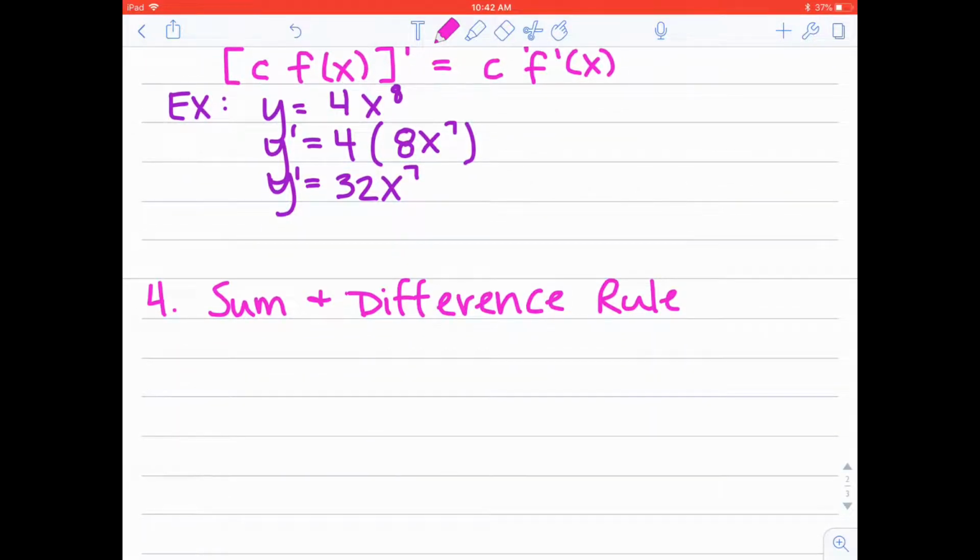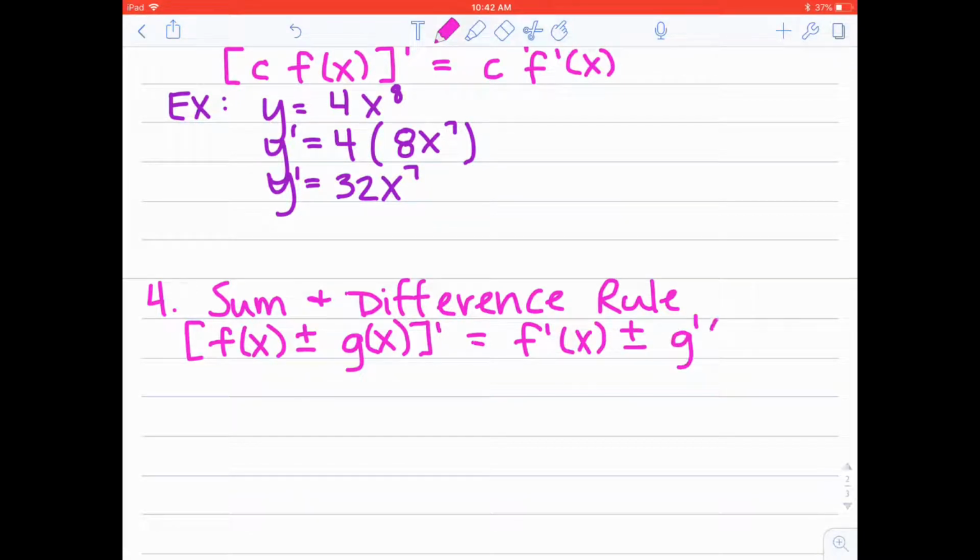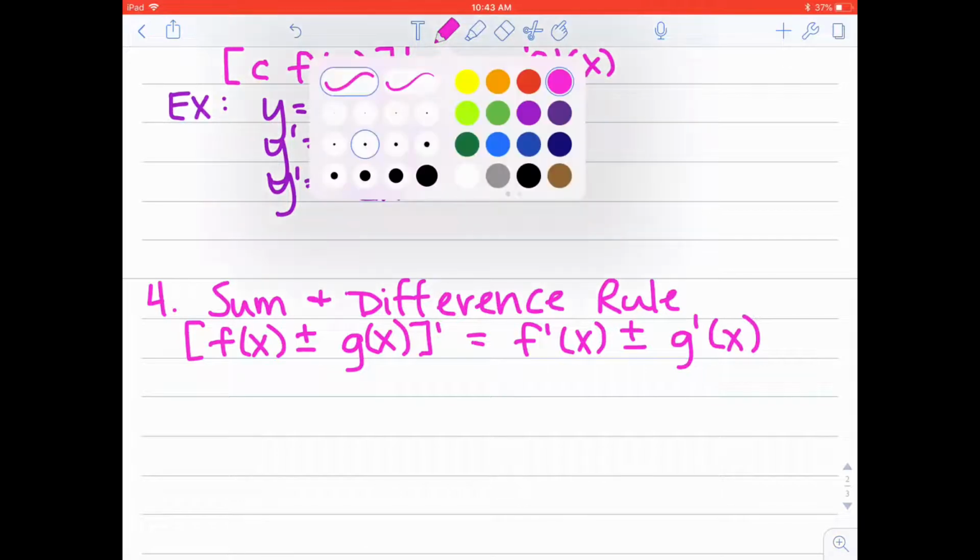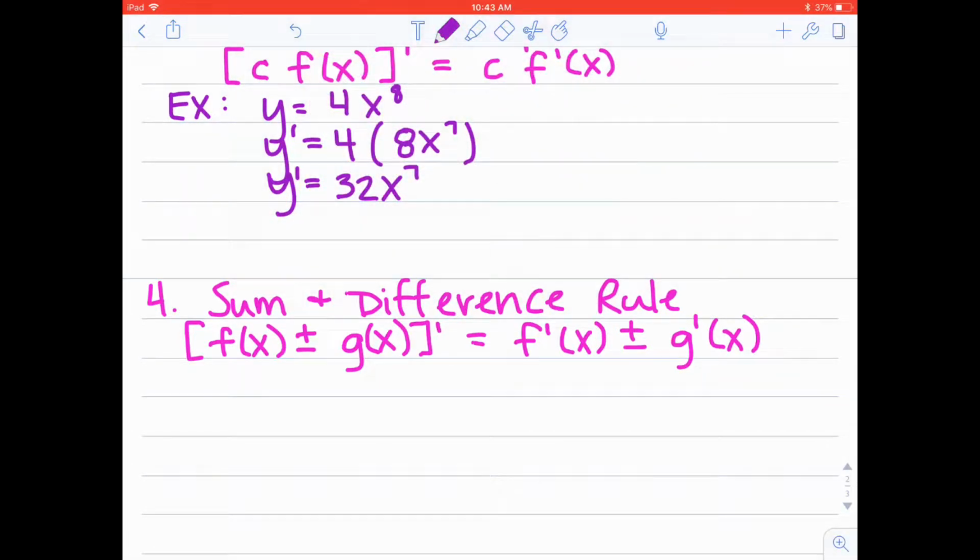And the sum and difference rule says that if you're taking one function and adding it or subtracting it to another function, and you want to take the derivative of that, then that's just going to give you the derivative of the first function plus or minus the derivative of the second function. So it just means that you can take derivatives of 2 different pieces separately and just keep the plus sign in between them. So we're going to go ahead and look at an example of this.